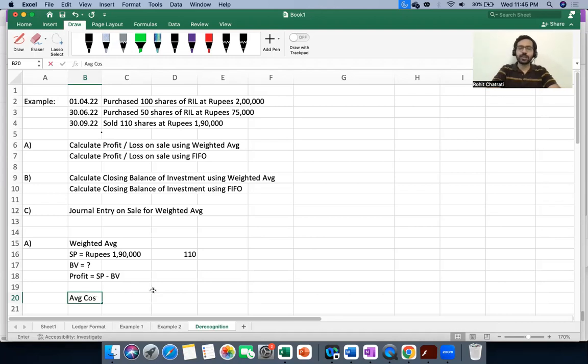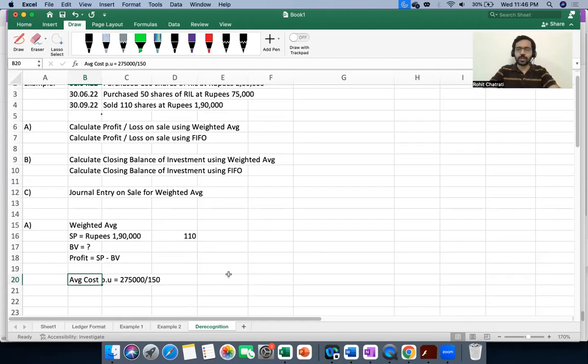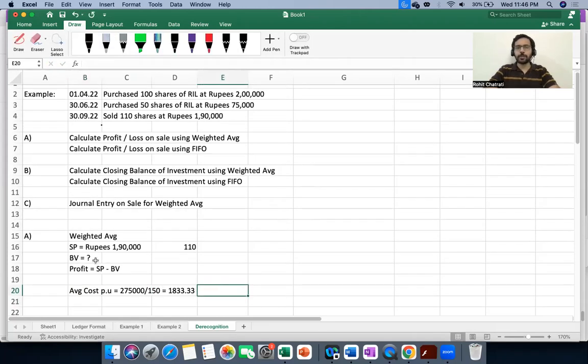Therefore, my average cost per unit is equal to 275,000 divided by 150. My average cost per unit will be the total cost divided by the total number of shares, which will be 1833.33. I have sold 110 shares.